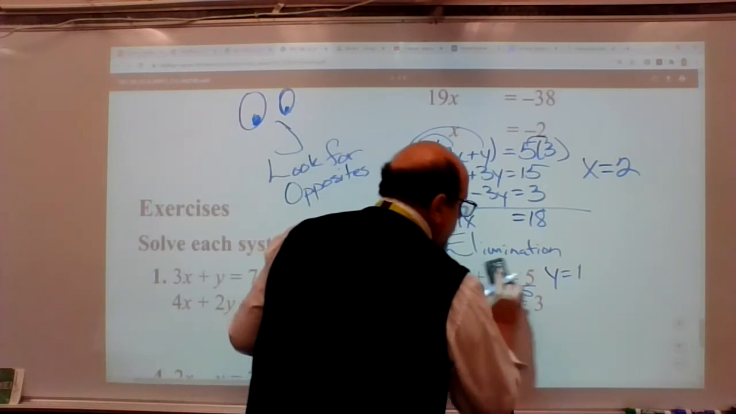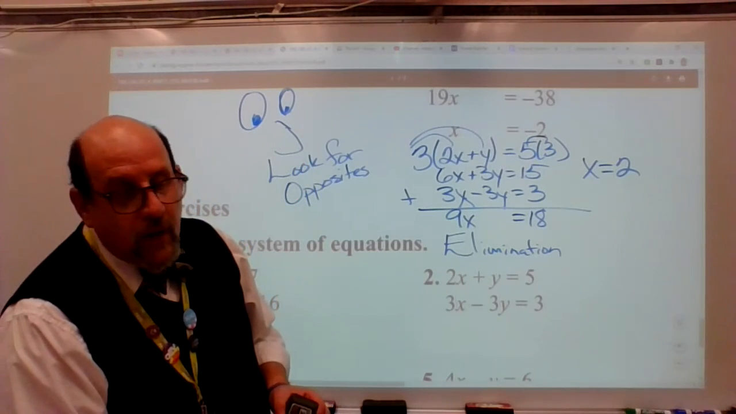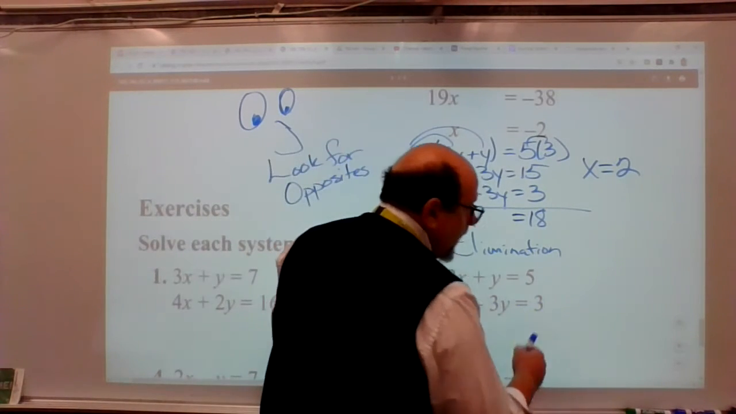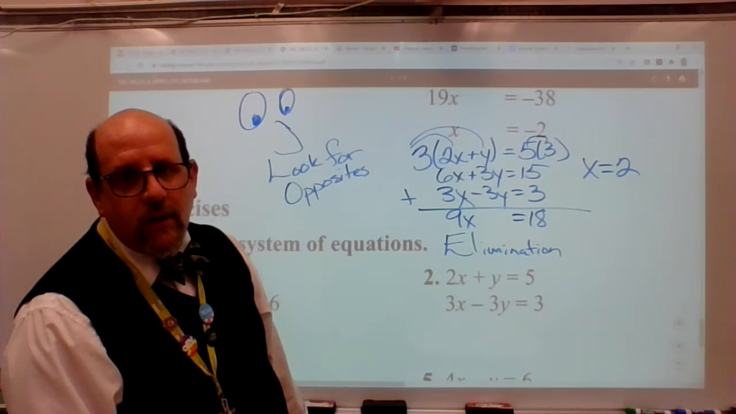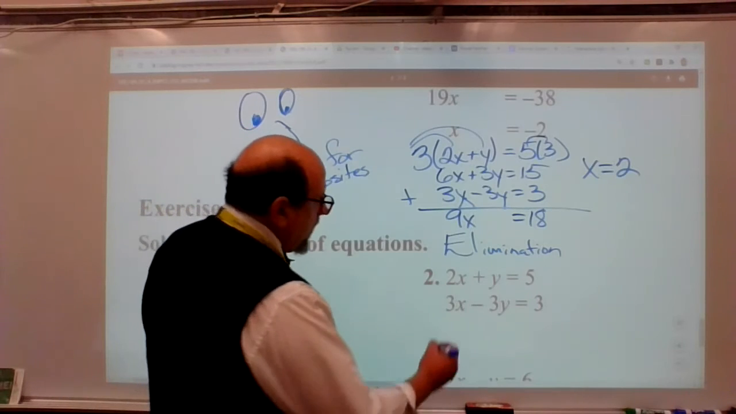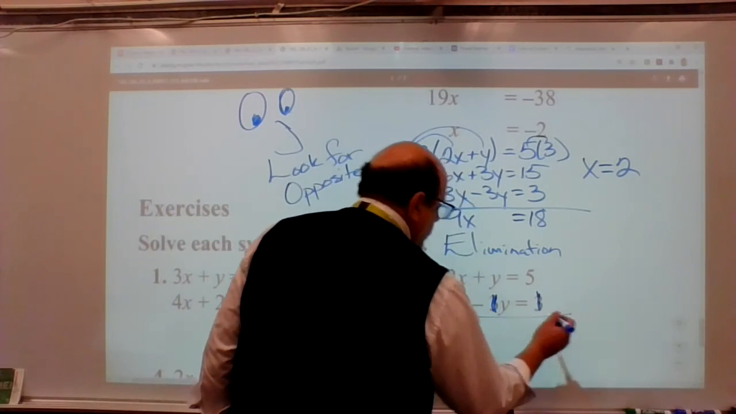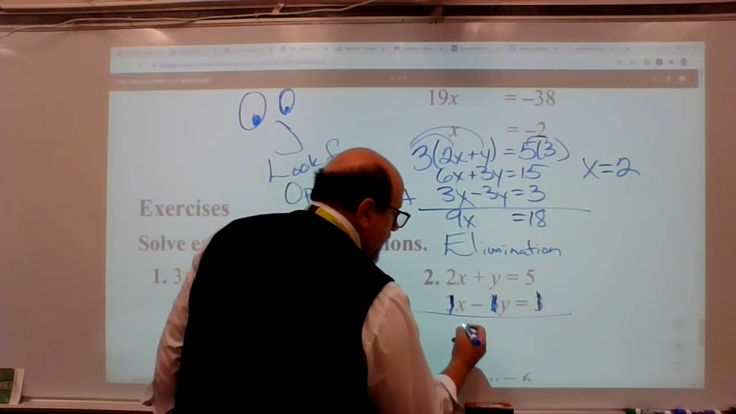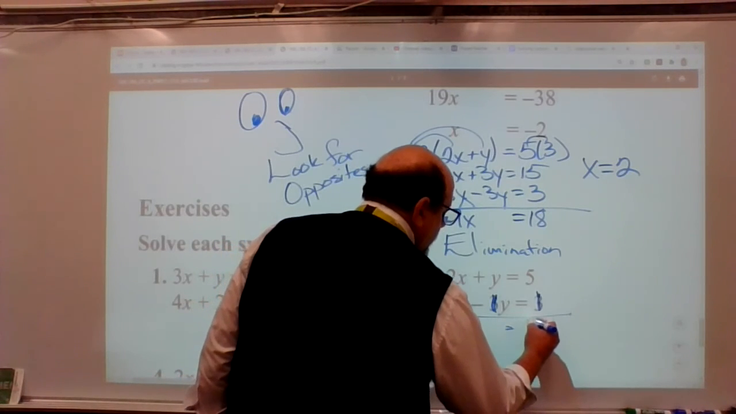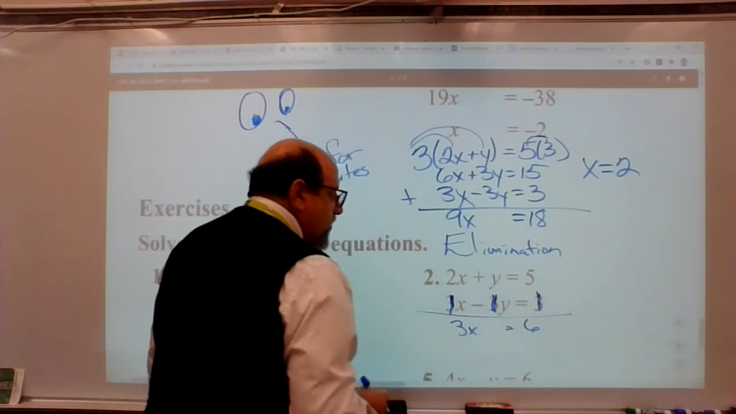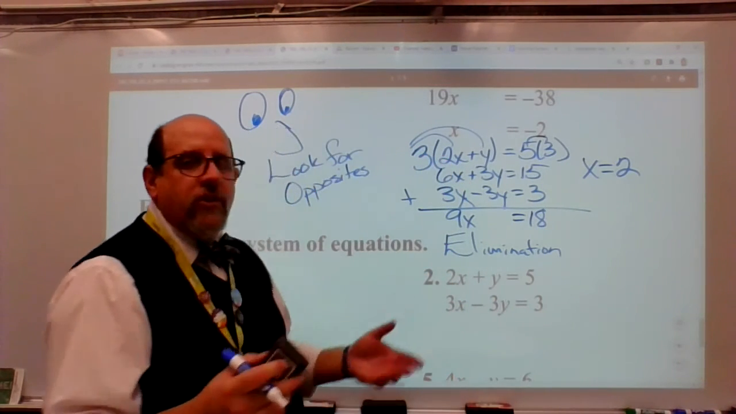Here's what I noticed that I should have noticed that would have made our lives a little bit easier. I could have divided this whole thing by 3 and then eliminated. Sorry. But you can do that. Because I would have made this 1, 1, and 1. I could have eliminated and had 3x equals 6. I still come up with x equals 2. Either way, it wasn't that much more work. Those are the two ways to do it.